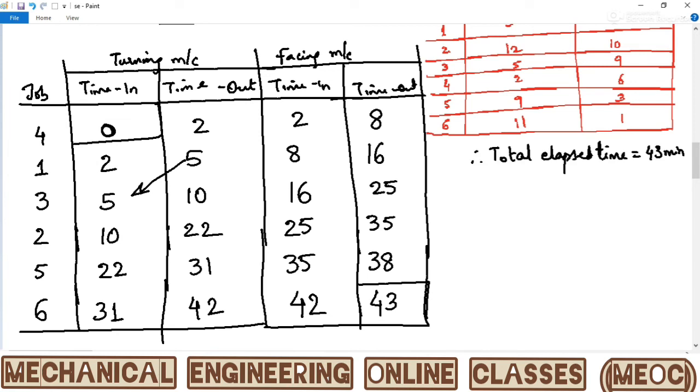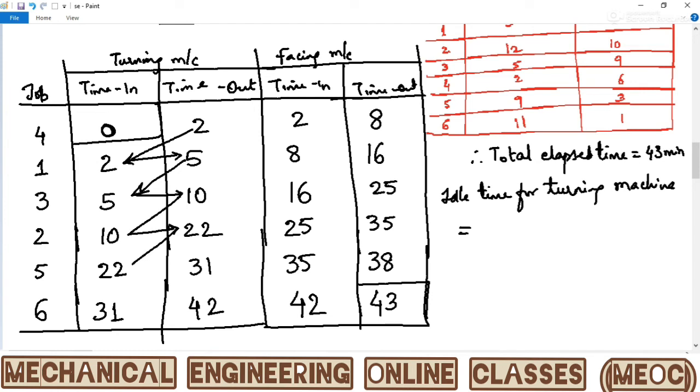Now let us see if there are idle times for the turning machine. So where is the turning machine idle? From the 0th minute only it has taken up the jobs. 0 to 2 it is busy with the 4th job. From 2 to 5 it is busy with the first job. 5 to 10 it is again busy. From 10 to 22 it is busy. 22 to 31 it is busy. 31 to 42 it is busy. So from 0 to 42 it is non-stop busy. All that it is waiting for is this job 6 to be completed.